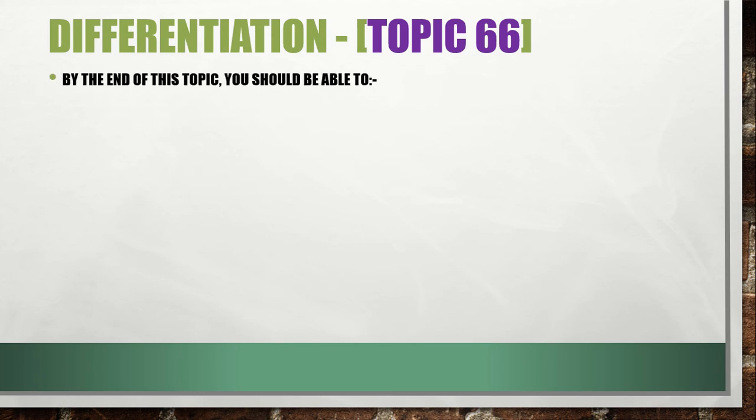By the end of this topic, you should be able to find average rates of change and instantaneous rate of change. Now let me explain what we mean here. An average rate of change is, for example, if they're asking you to find the velocity of a car or the acceleration, or you are being asked to find the gradient of a particular equation or a line. It's basically an average of all the data in that particular equation.